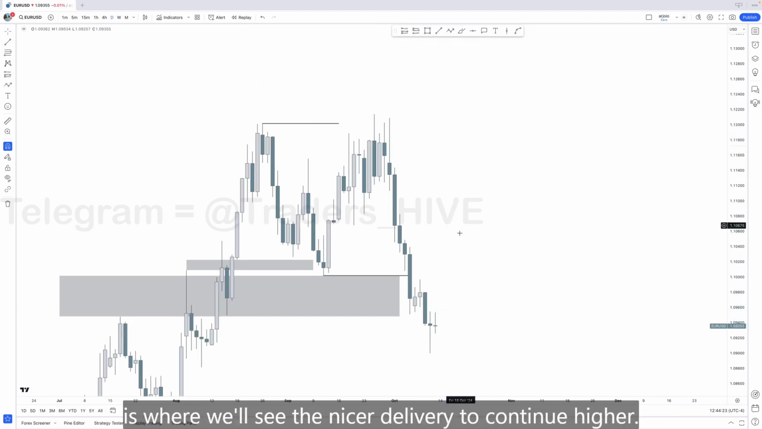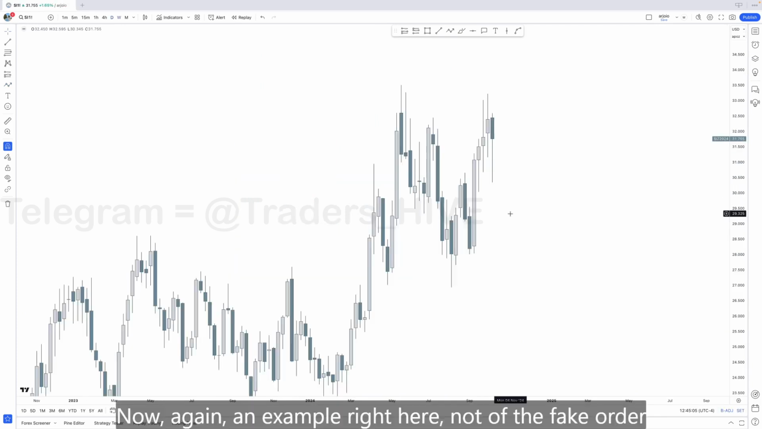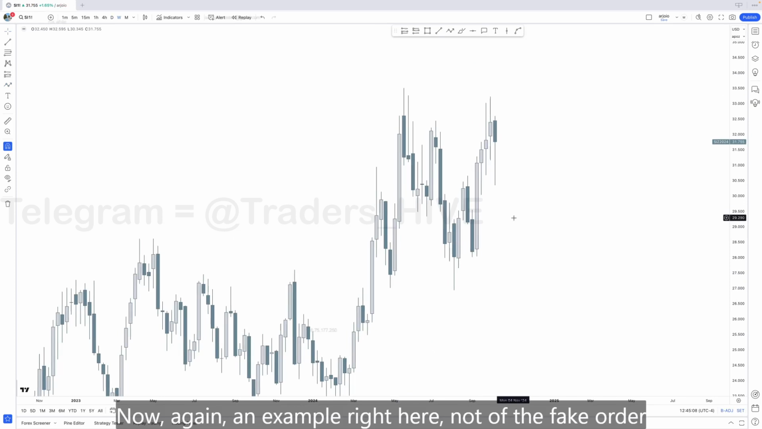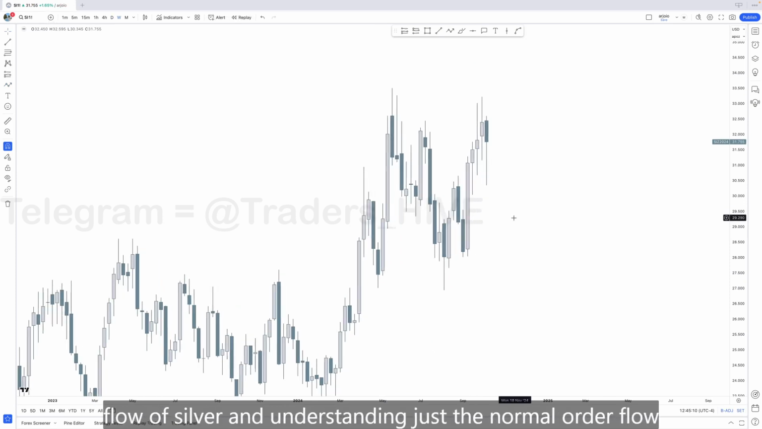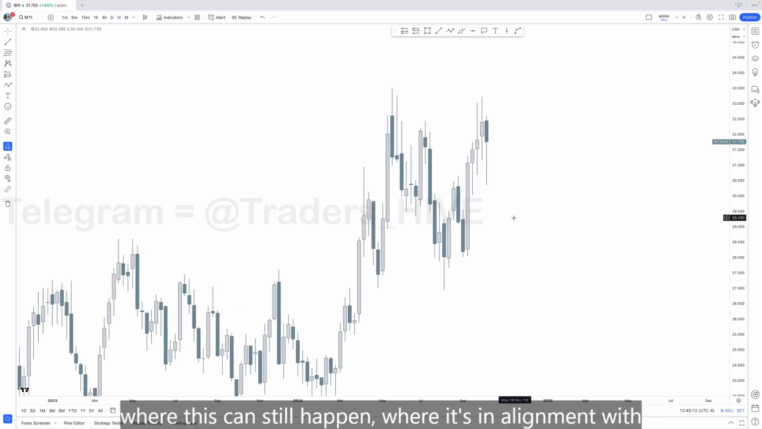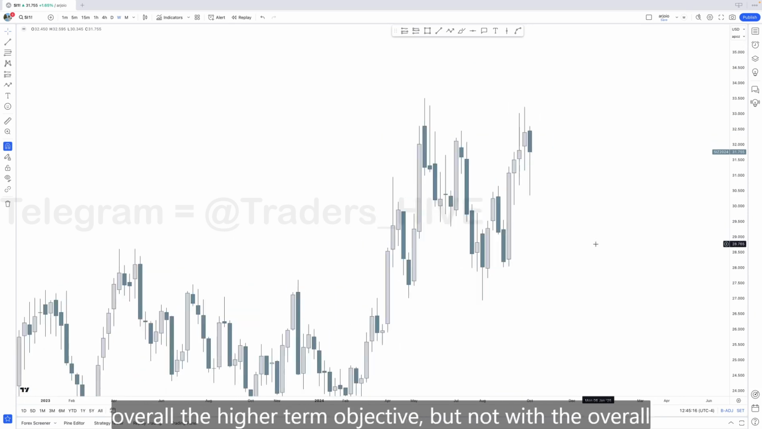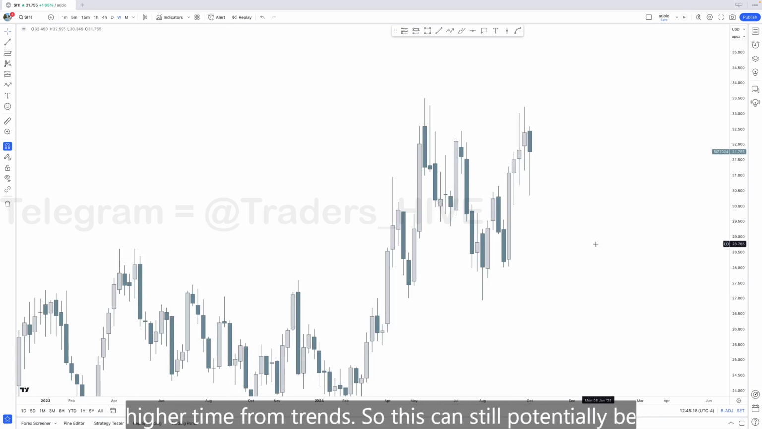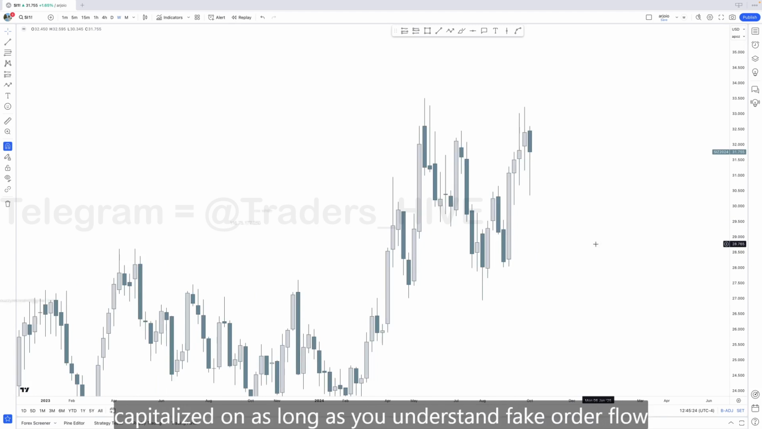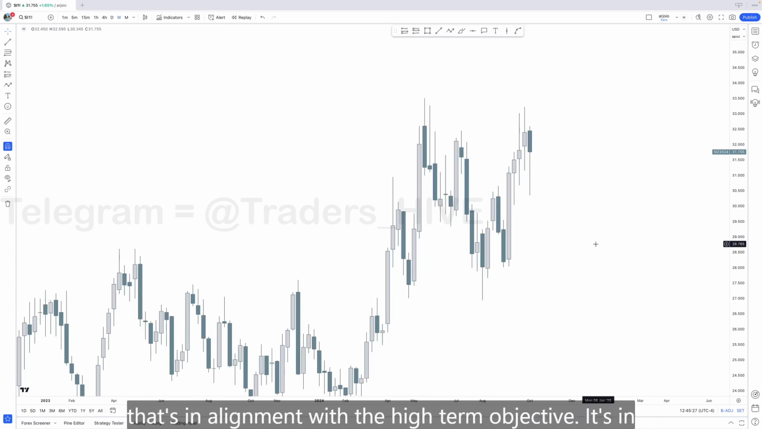This is where we'll see the nicer delivery to continue higher. Now, again, an example right here, not of the fake order flow of silver, but just the normal order flow, where this can still happen, where it's in alignment with the higher time frame objective, but not with the overall higher time frame trend. So this can still potentially be capitalized on, as long as you understand fake order flow that's in alignment with the higher time frame objective, it's in alignment with the higher time frame trend.